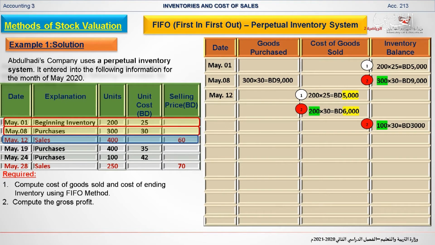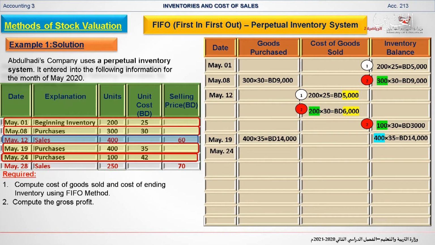So, we will continue to calculate the cost of inventory on 19th May for the 400 units purchased by following the above steps. And in the same way, we will calculate the cost of inventory for the inventory purchased on 24th of May.